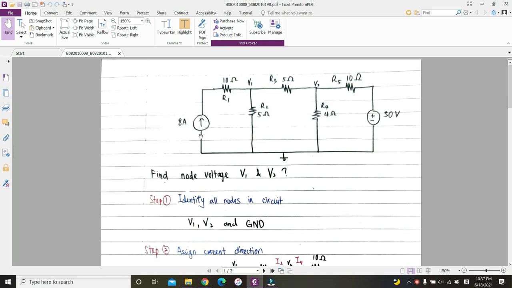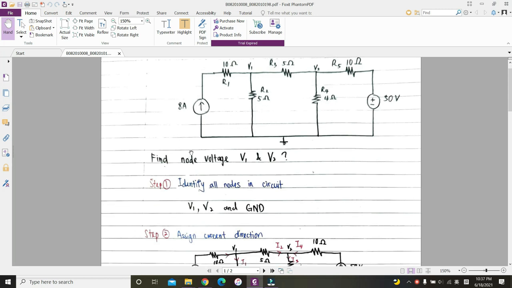Now I would like to show you how to use nodal analysis to analyze this circuit with independent source. From this circuit, we can see there is one current source of 8 ampere, one voltage source of 50 volt, and there are 5 resistors with different resistance values. Our question is we need to find the node voltages V1 and V2.